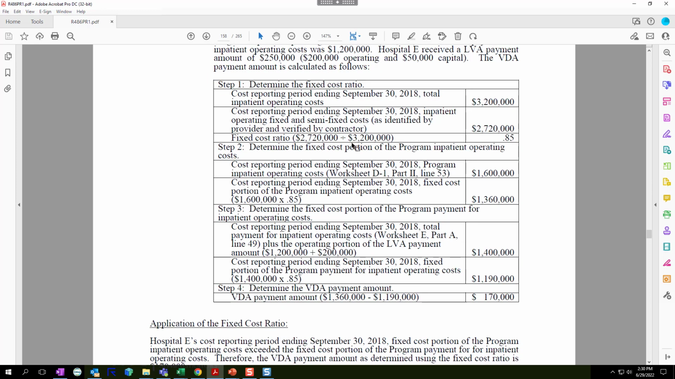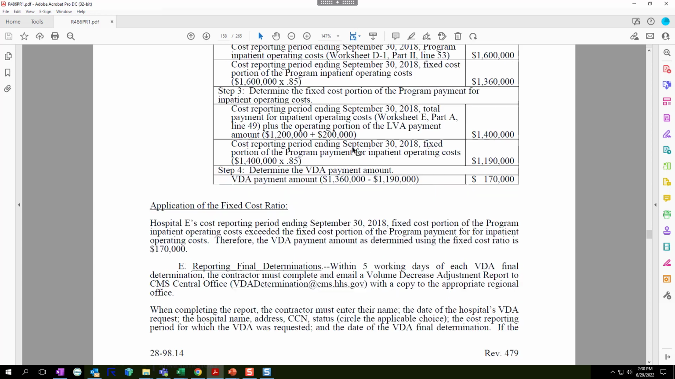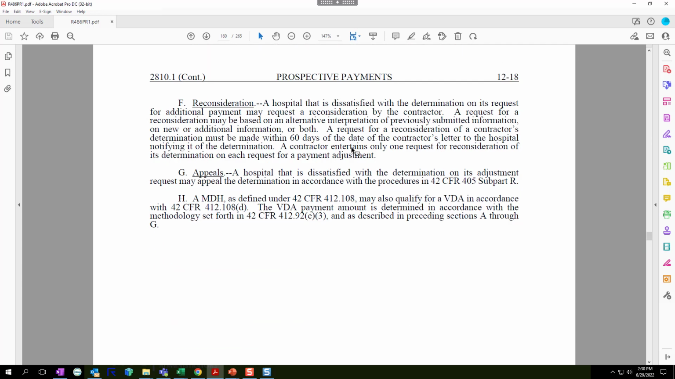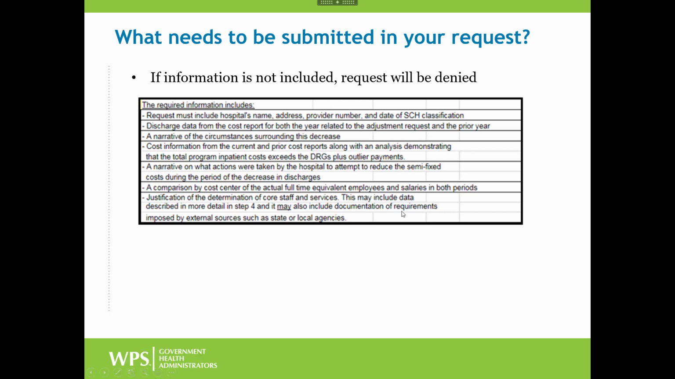Here we have some examples. We're going to see a worksheet that goes through that in just a bit as well. And that's what we have for the policy. This section H just basically adds in the discussion that an MDH can qualify as well. So now we'll continue back through the PowerPoint.